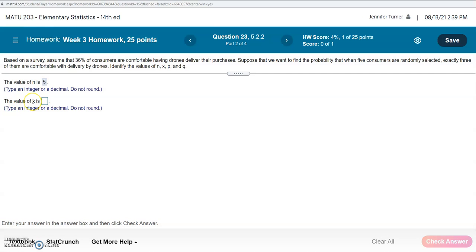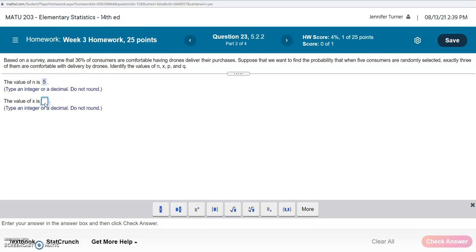The value of X is the specific value that we're interested in calculating the probability for. So out of those 5 consumers, we wanted to know the probability that exactly 3 of them are comfortable with the delivery by drones. So the X is going to be 3, the number of successes that we're interested in.